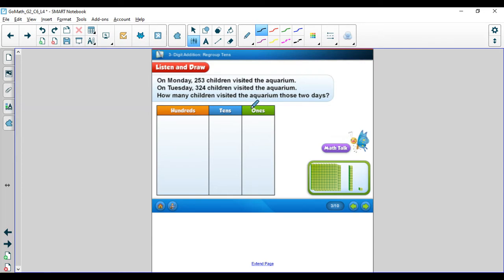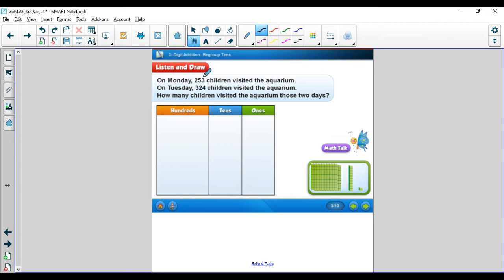All right, my friends, listen carefully to our problem. On Monday, 253 children visited the aquarium. On Tuesday, 324 children visited the aquarium. How many children visited the aquarium those 2 days? Well, we are going to draw quick pictures to show what this problem is telling us and to be able to solve. So let's go back up.